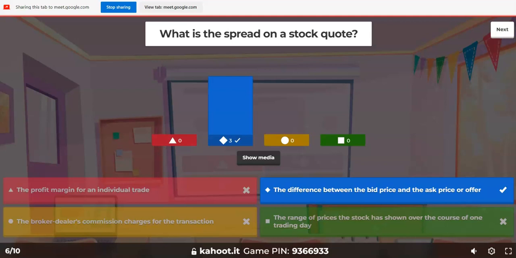The choice C about being a commission is done if it's an agency transaction, right? Matching up buyers and sellers. They get the spread as part of their markup or markdown when they act as a dealer or a principal in the transaction.